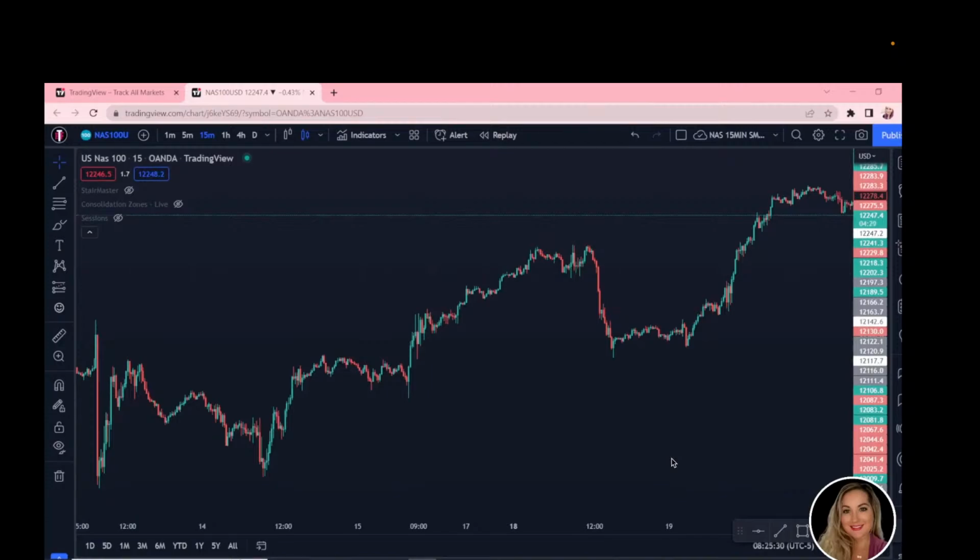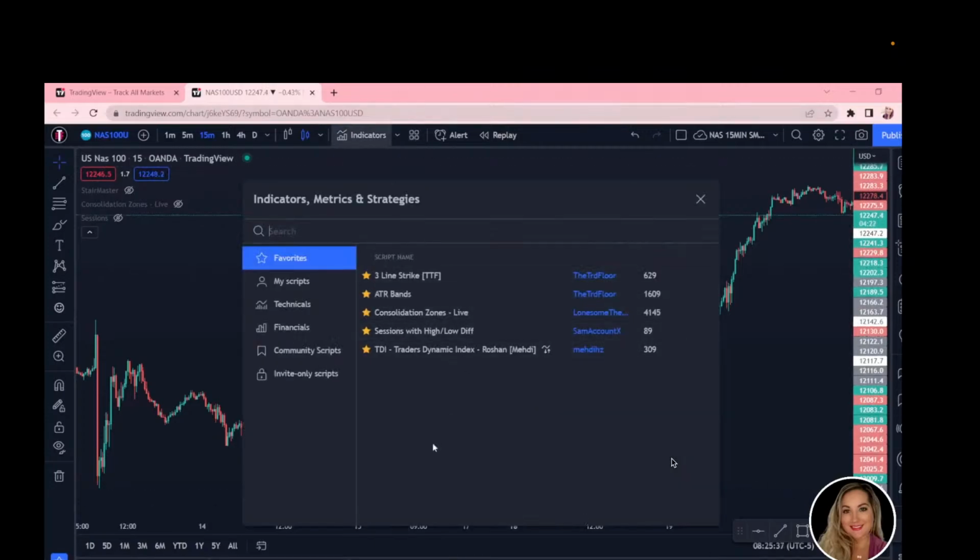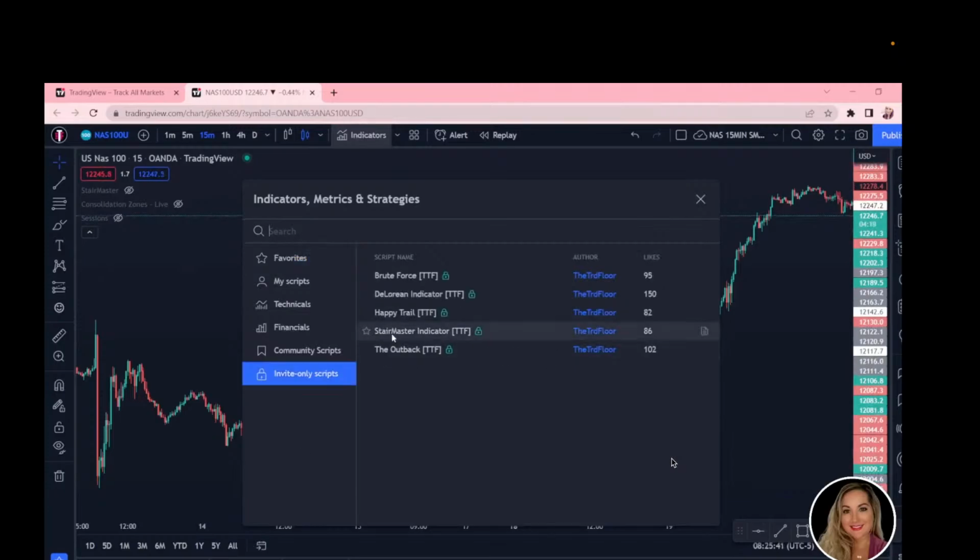You only need 2 indicators that are required. The first one is Stairmaster. You should have this loaded in your indicators by now. So you're going to come to your invite only scripts and you're going to click on Stairmaster to add it on.